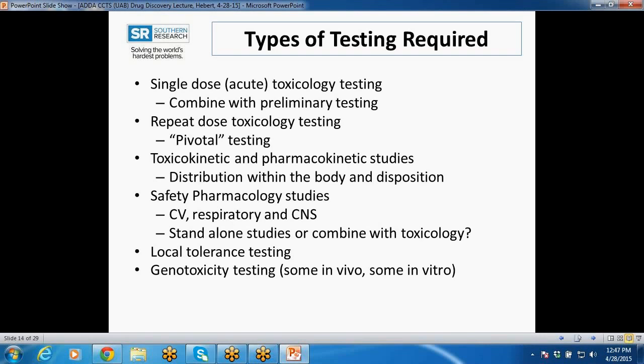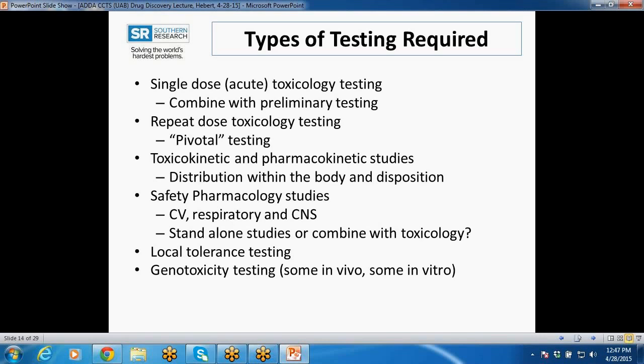Once you have the results from your single dose testing, you can move on to your repeat dose, what I call pivotal testing. And I'll talk a little bit more about these, so I'll skip over that. You also are going to want to do your toxicokinetic and your pharmacokinetic evaluations. That's looking at things like distribution within the body and disposition. I should have put up here what's called ADMET, drug metabolism, absorption, distribution, metabolism, excretion.